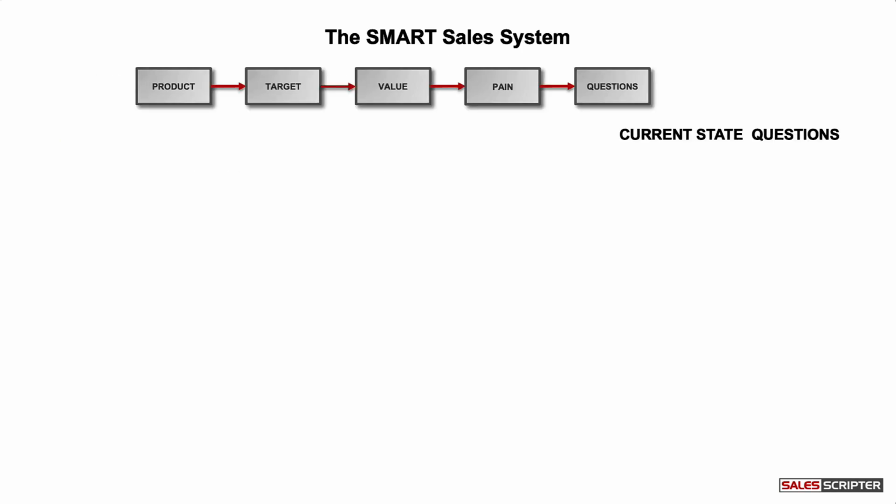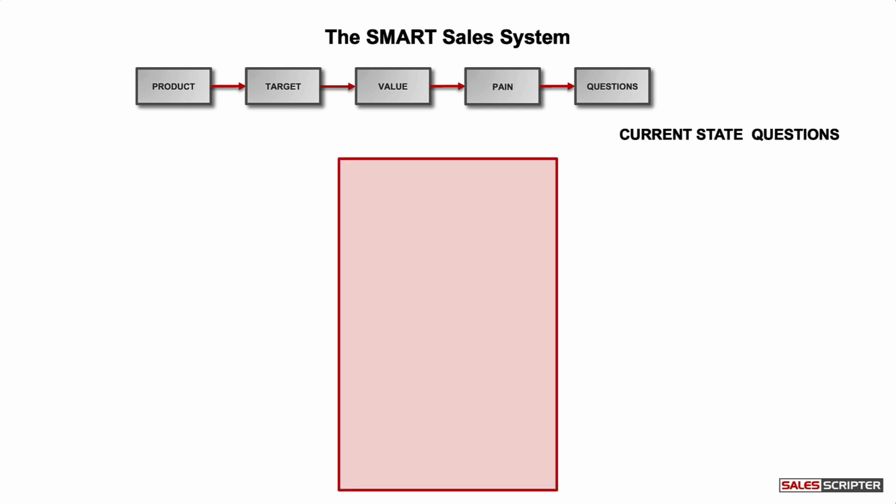In addition to pain questions, we also recommend that you create current state questions. These are questions that help you to identify what the prospect is doing in the area where you have something to offer. So if you sold cars, you should ask current state questions of, do you have a car today? What are you driving? What year is it? How many miles does it have? Do you own it? Do you lease it? How's it running?